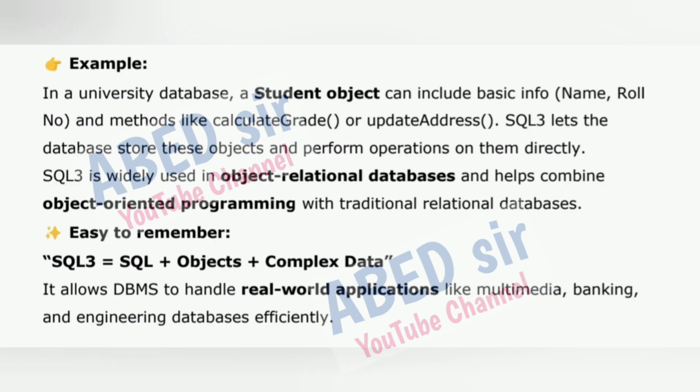SQL 3 is widely used in object-relational databases and helps combine object-oriented programming with traditional relational databases. Easy to remember: SQL 3 is equal to SQL plus objects plus complex data. It allows DBMS to handle real-world applications like multimedia, banking, and engineering databases efficiently.